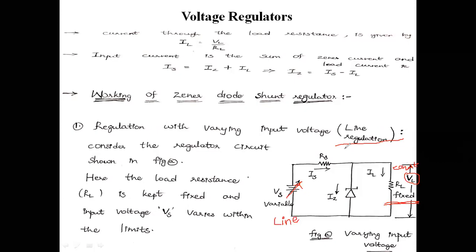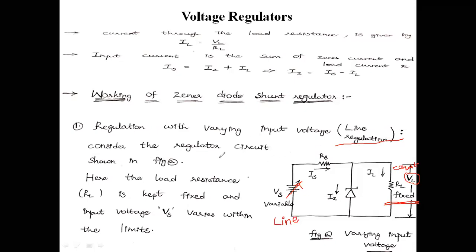Regulation can be done in two ways. First one is line regulation and second one is load regulation. The first one, line regulation, is with varying input voltage. We can treat that regulation as line regulation.